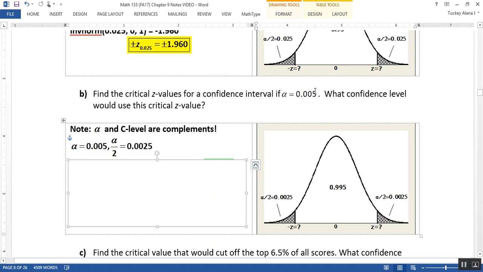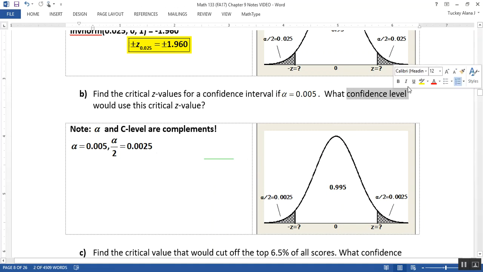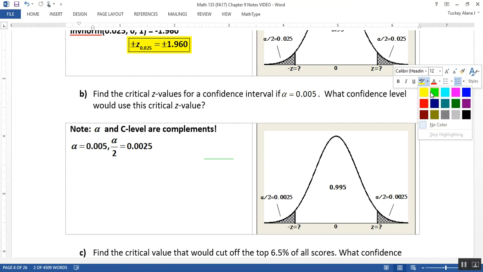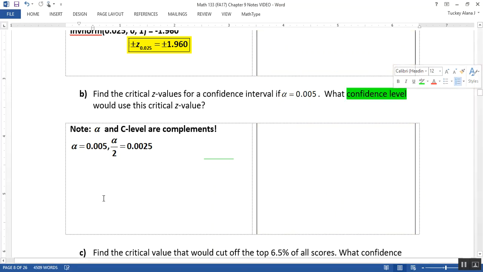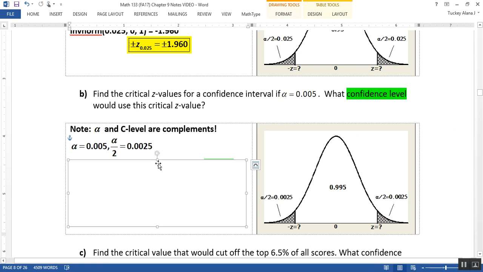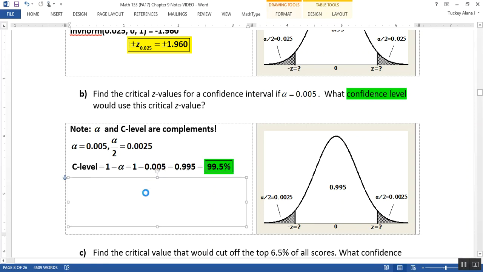All right, now what's the confidence level? So that's my next question. So it wants to know the confidence level. Well, the confidence level is the complement of alpha, so that's actually a really easy question to answer. All we have to do is take 1 minus our alpha and we'll have our confidence. So if I take 1 minus 0.005, I have 0.995, which means my confidence level is 99.5%.